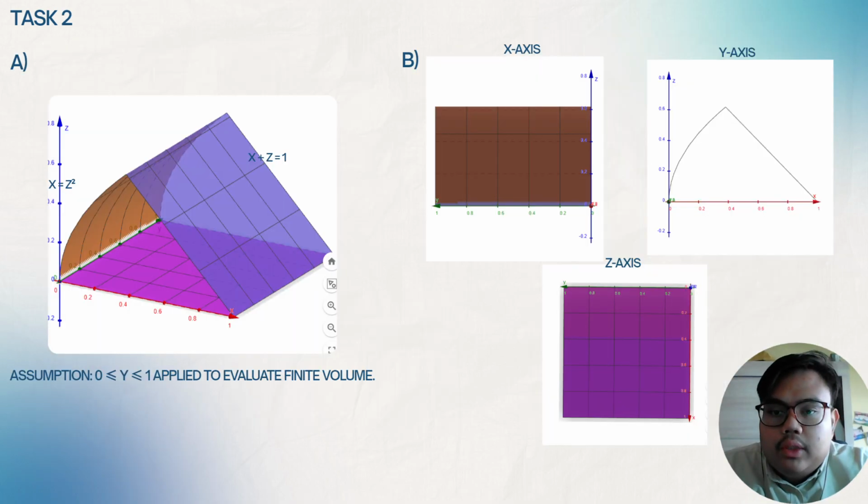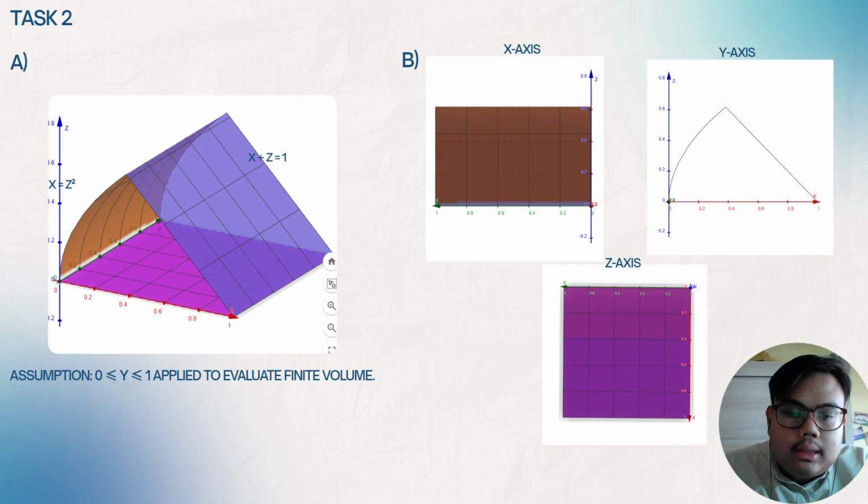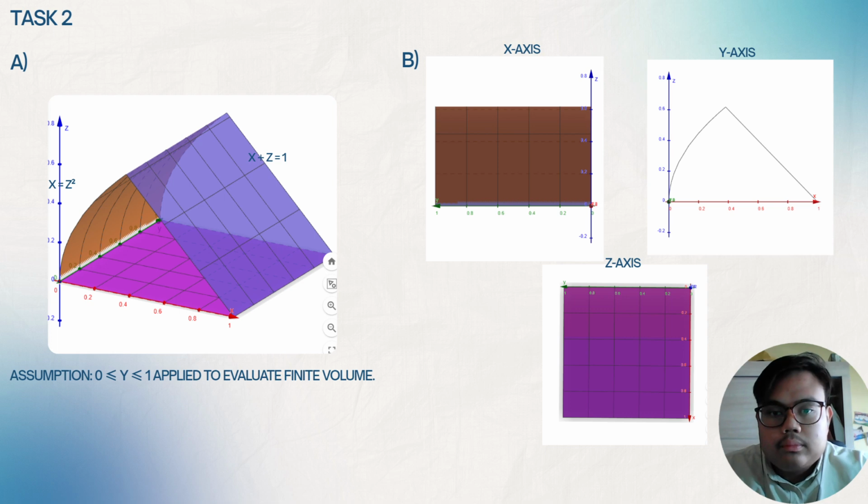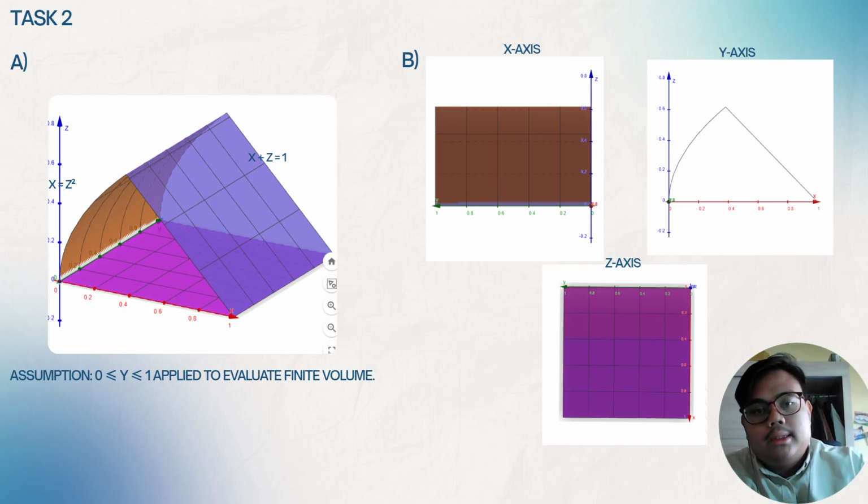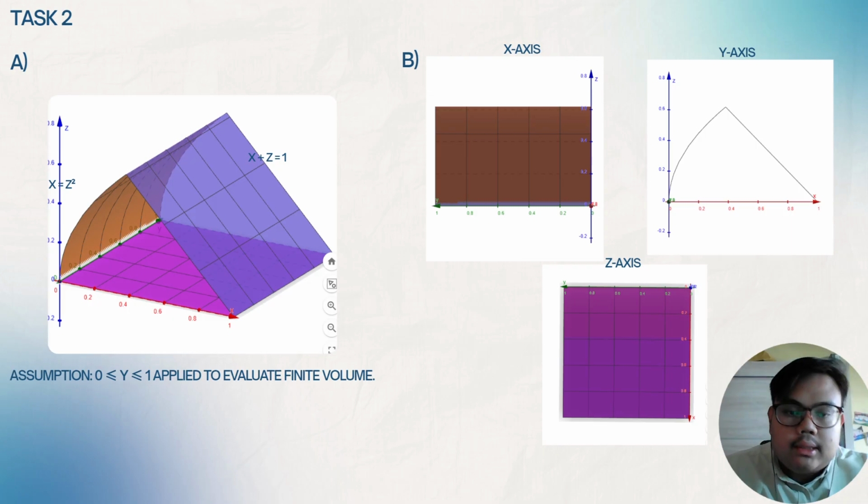So for task 2, we're given two equations. The first one is a curved equation, which is x equal to z squared, and a slanted plane, which is x plus z is equal to 1. But we're not given a y equation, so we made an assumption that y is from 0 to 1 in order to find the finite volume. And for B, we must project the objects on each axis, as shown in the slide.